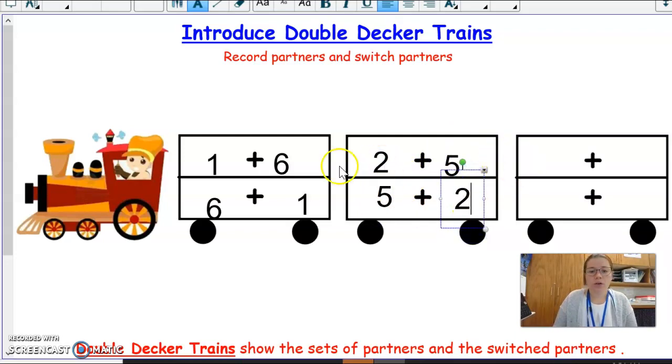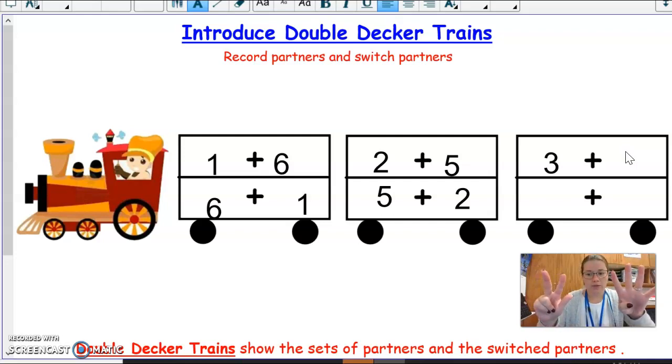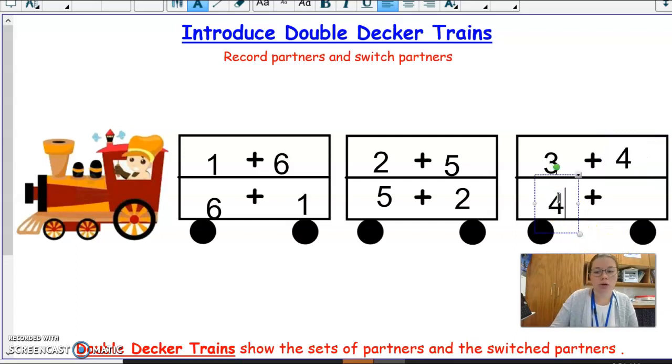Excellent. I'm noticing that we used 1, 2. What should we use next? If you said 3, you are correct. 3 plus, well, what partnered with 3? We have 3 and 4. Now we're going to switch those partners, and it's going to say 4 plus 3.